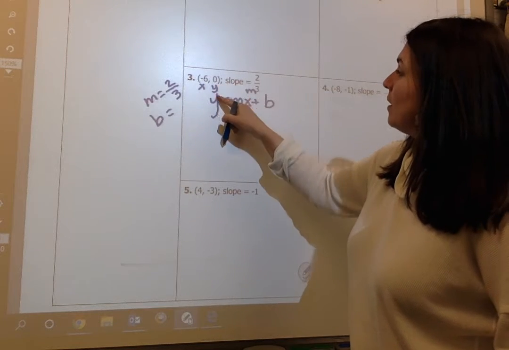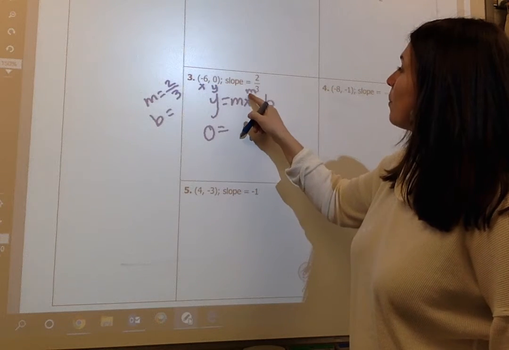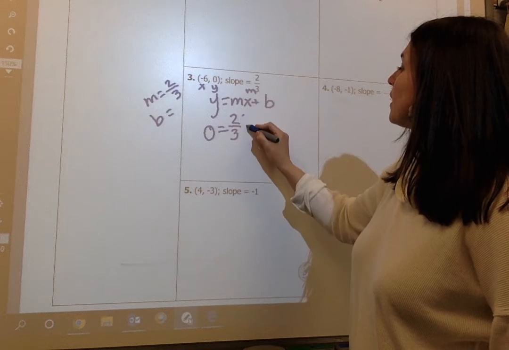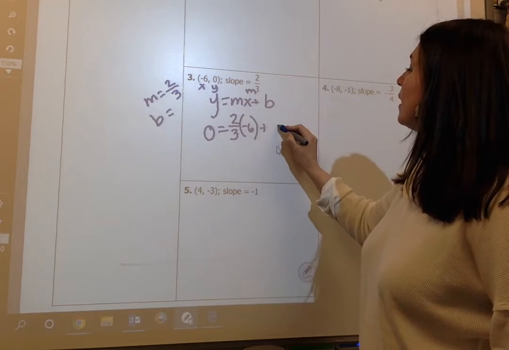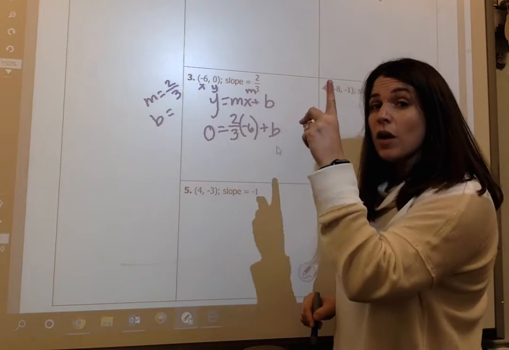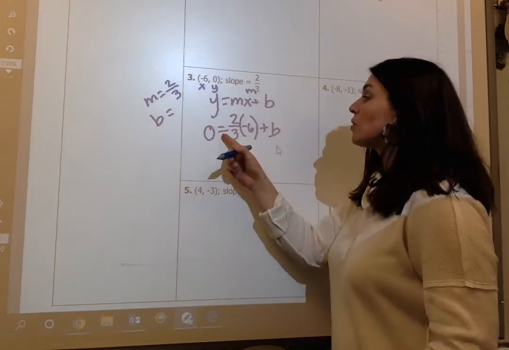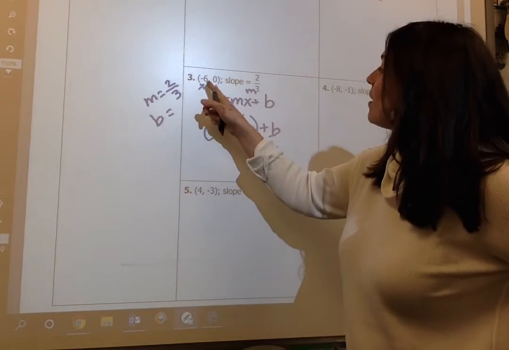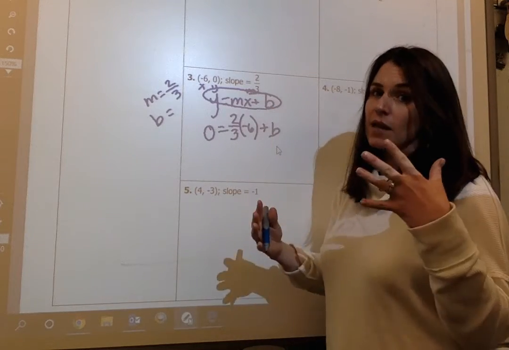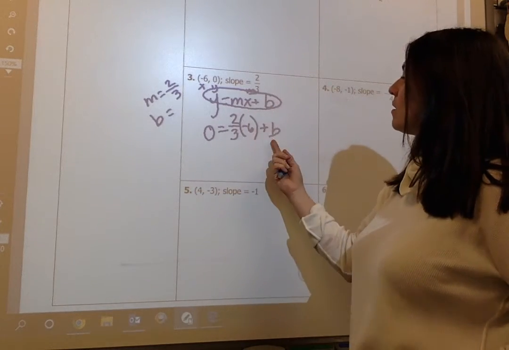So if I plug in 0 for y, 2/3 for the slope, and negative 6 for x, it is going to allow me to solve for b. Remember, we can only have one unknown value if I'm solving an equation. So I have an x, I have a y, I have my slope, and we've seen this form plenty of times. So now let's use it and solve for b.